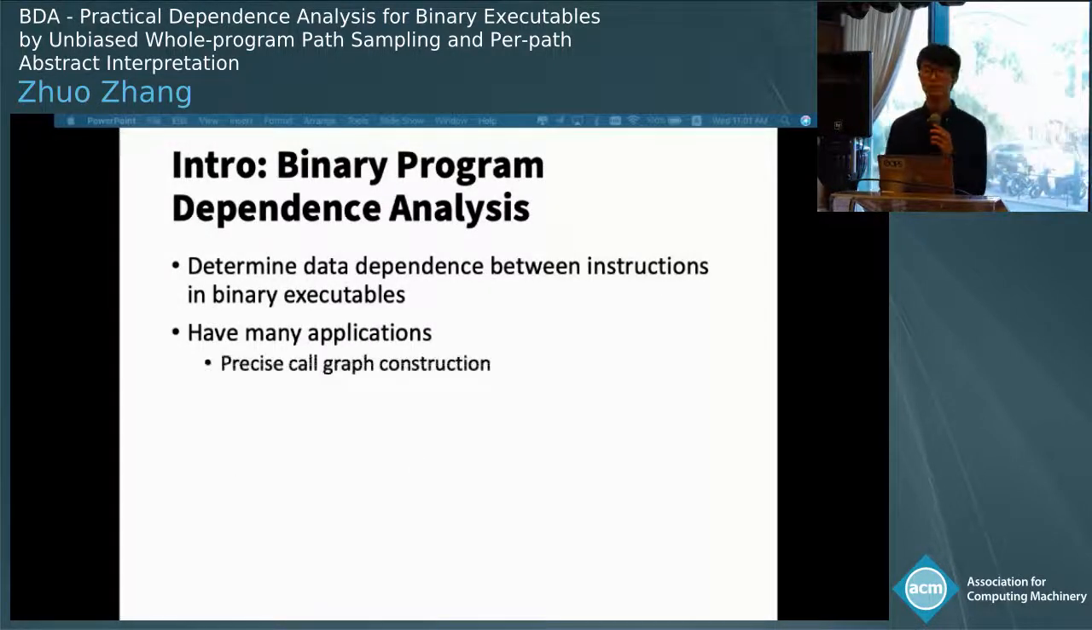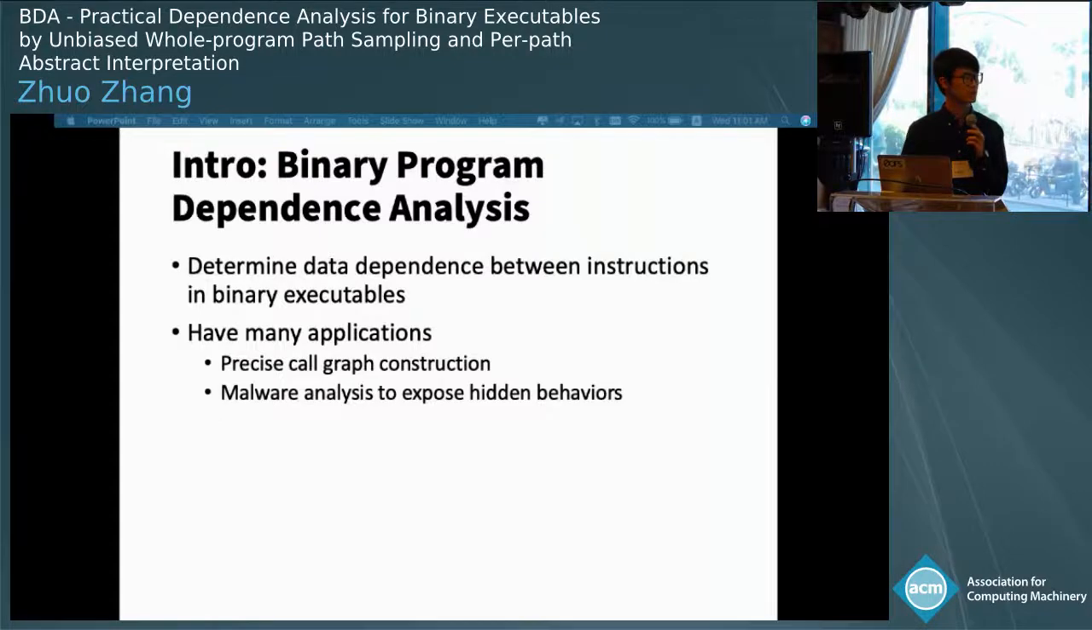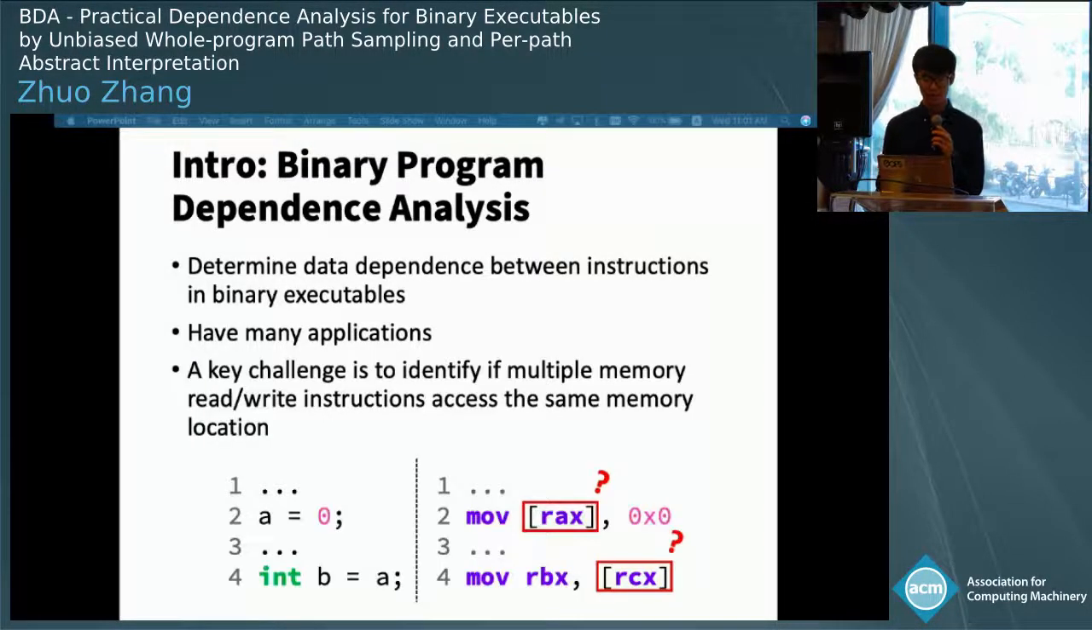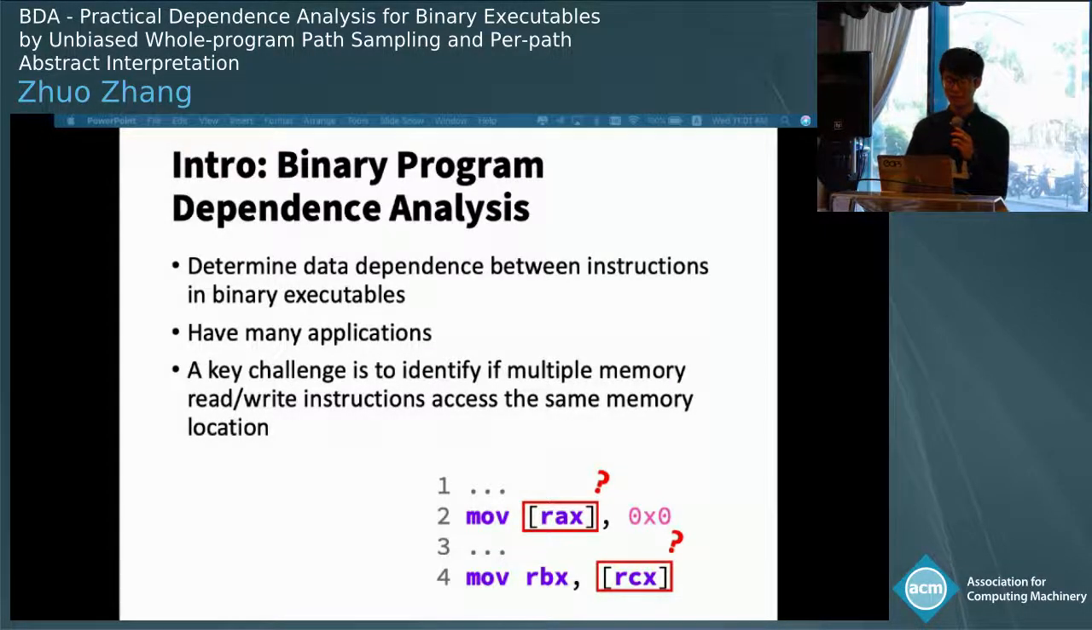It has lots of applications, including call graph construction, malware analysis, binary rewriting, and more. Come to the example again. In assembly code, most memory addresses are represented by registers. Because of lacking symbol information, it is difficult to identify if RAX and RCX are the same memory locations. So, a key challenge is to identify if multiple memory read and write instructions access the same memory locations.